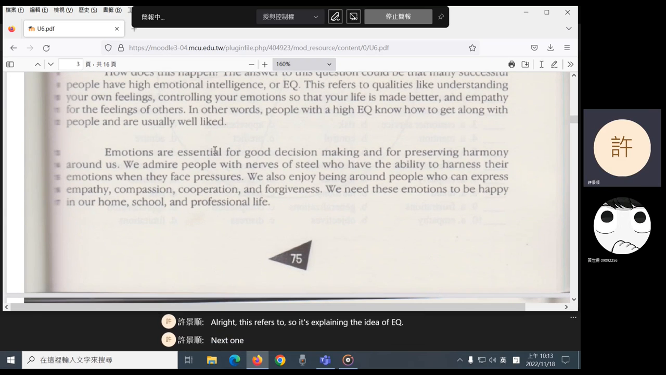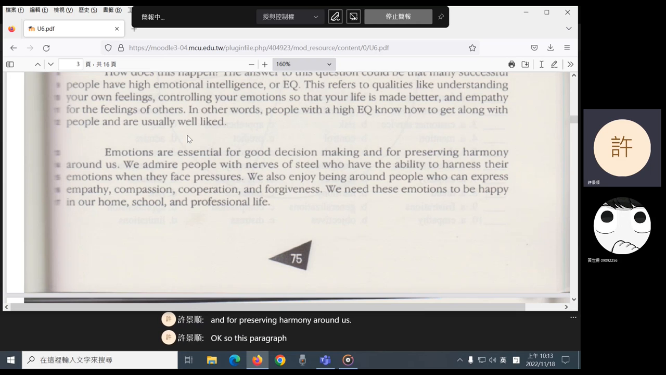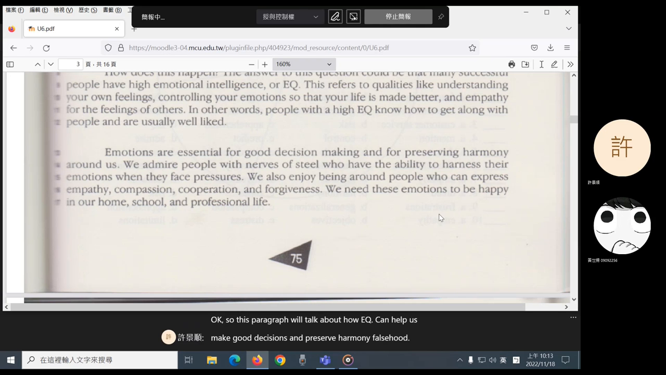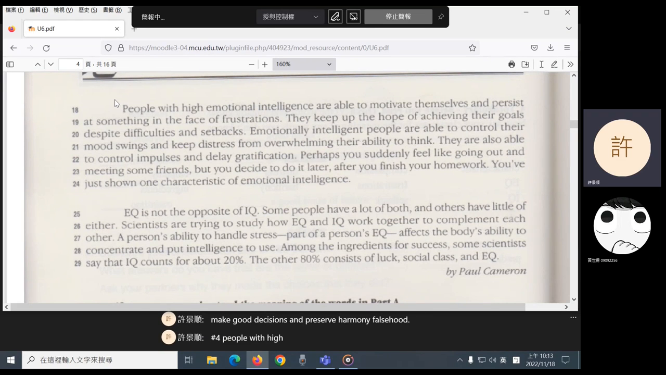Next one. Emotions are essential for good decision making and for preserving harmony around us. Okay, so this paragraph will talk about how EQ can help us make good decisions and preserve harmony. 保持和谐. Number four, people with high emotional intelligence are able to motivate themselves and persist at something in the face of frustrations. So it looks like this paragraph will talk about how people with high EQ can work through obstacles and frustrations, can keep the motivation.